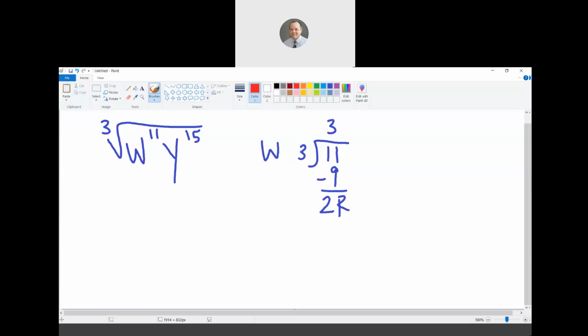What this means is your top number is the exponent that goes outside your radical sign. So that would be w cubed. And the remainder is 2. That means w squared is going to remain on the inside of the radical. Whatever root you're given or started with, you have to bring it straight down. Do not leave it off.